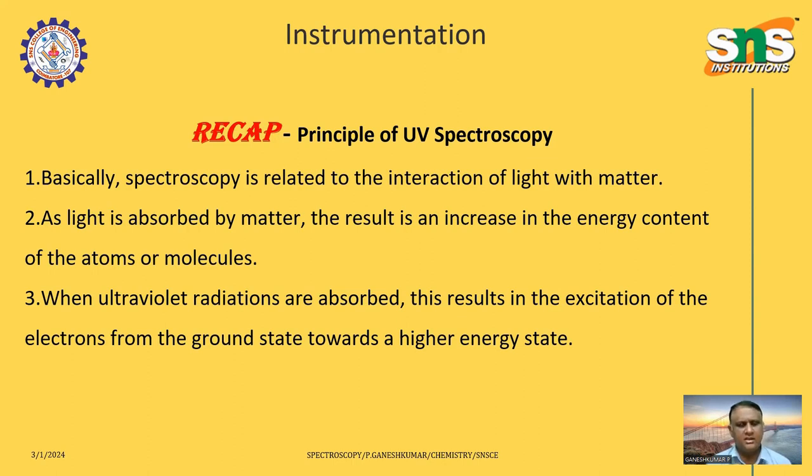So basically, spectroscopy is related to the interaction of light with matter. We saw that the electromagnetic radiation at the wavelength 200 to 400, above 400 is called visible. So 200 to 800, when it interacts with the matter, that means the chemical substance or atoms and molecules, what happens? The light is absorbed by the matter. The result is an increase in energy content of the atoms or molecules. When the ultraviolet radiation is absorbed, this results in the excitation of the electrons from the ground state towards the higher energy state.